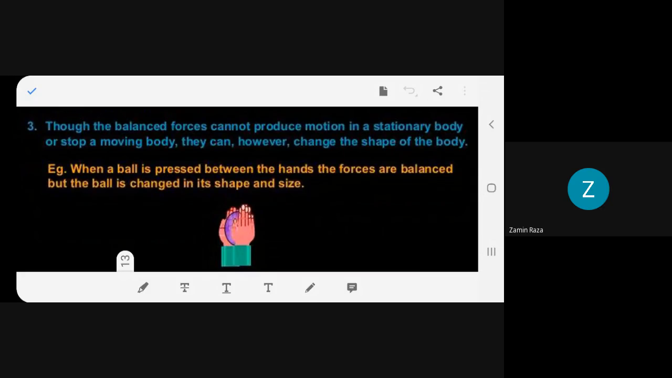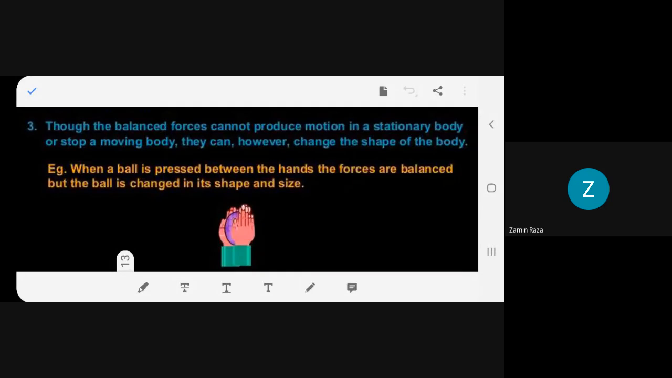Third point, balanced force cannot produce motion in a stationary body or stop a moving body. They can, however, change the shape of the body. Example, when a ball is pressed between the hands, the forces are balanced, but the ball is changed in its shape and size. You understood this much?